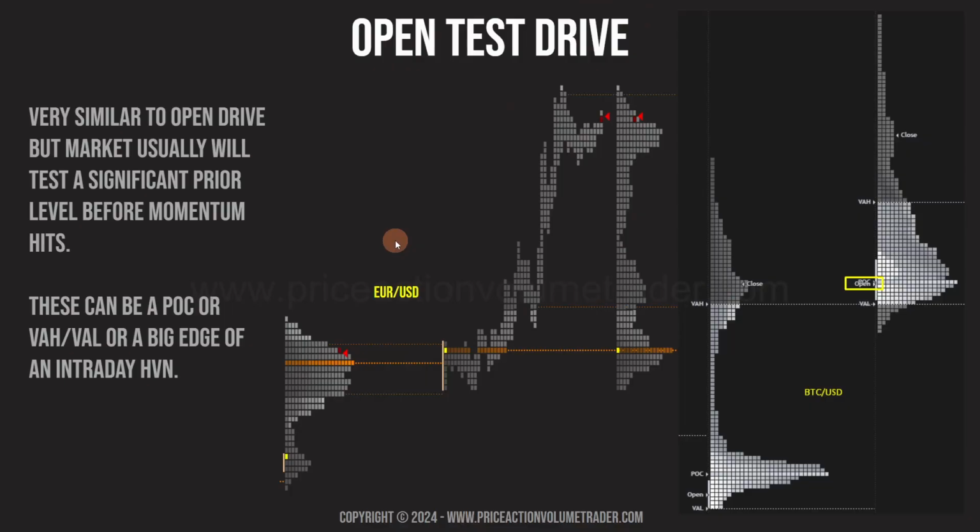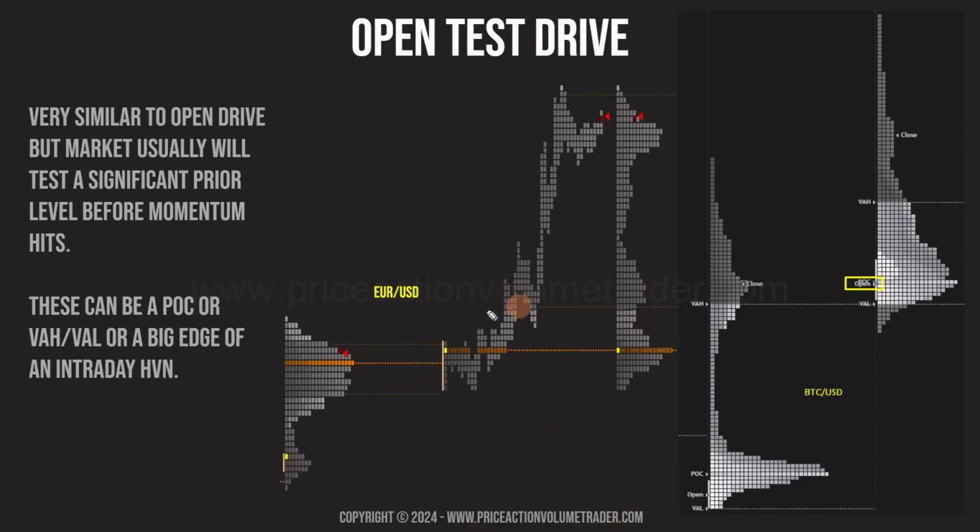So this is very similar to the open drive, but market will usually have some kind of pullback or test a significant prior level before the momentum hits. Okay, so these important levels, this can be a point of control or a value area extreme, or it can be the edge of a high volume node, or it can be the previous day high or low, previous week high or low. It can be even like an important long-term moving average or a VWAP, etc.